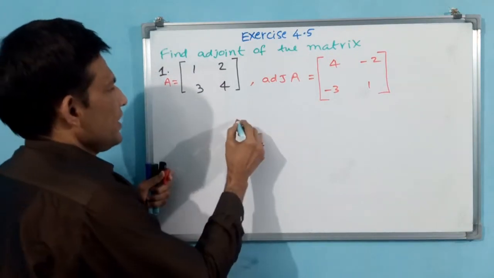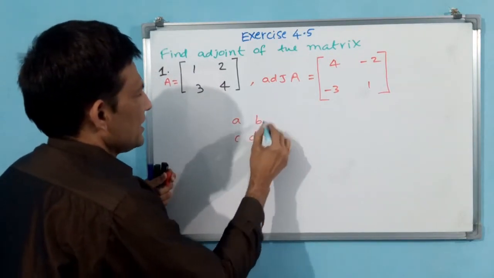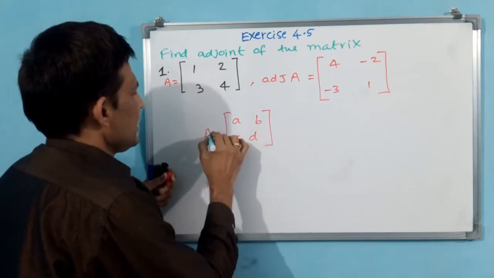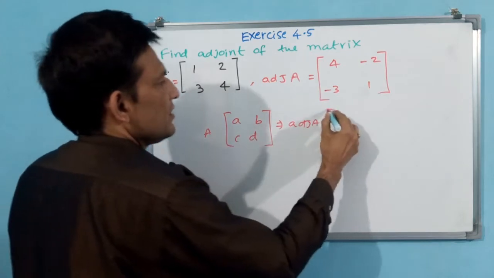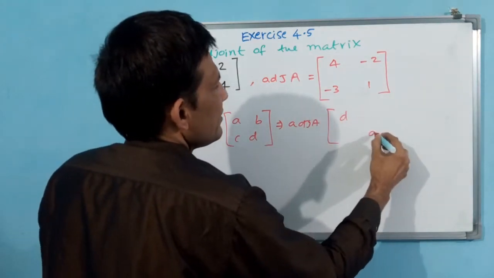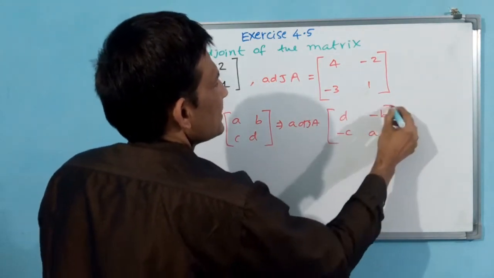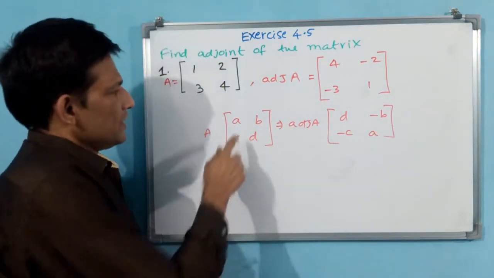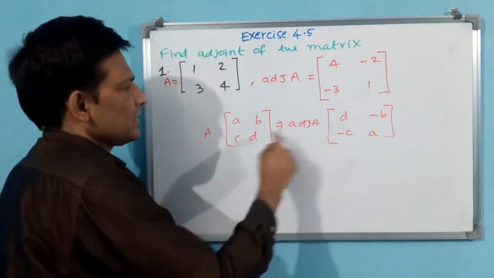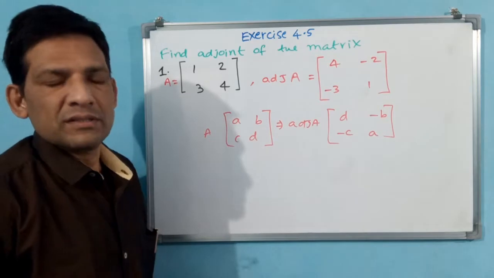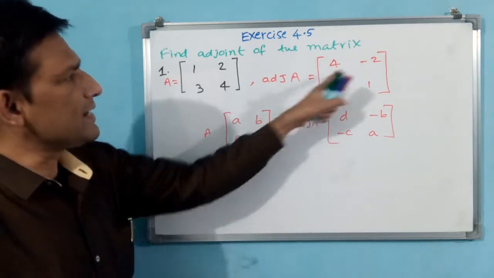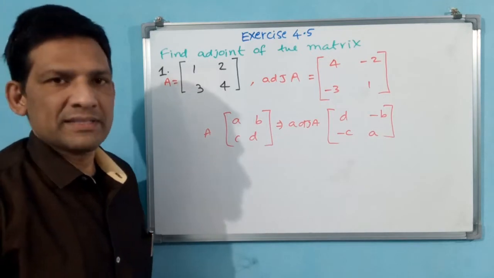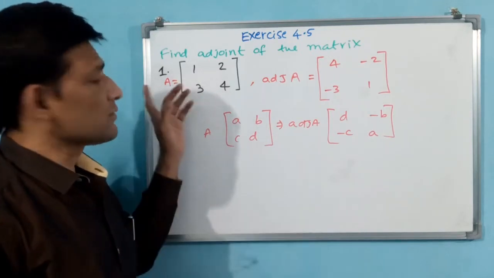If A is the matrix with entries A, B, C, D, then adjoint A is D, A, minus B, minus C. That's all. This A, D you are reversing and B, C you are putting a minus symbol. This was already explained in the last class. Now the answer is this one, 4, minus 2, minus 3, 1. Then let us go for the second question.